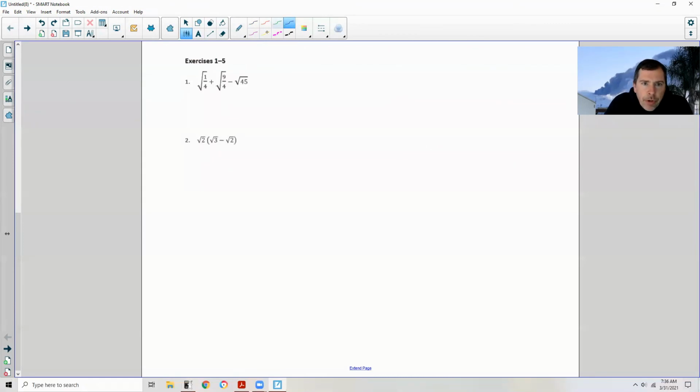Okay, so here's number 1. I'm going to rewrite these fractions. I'm going to break them up. You can rewrite a fraction like this. If you have a fraction under a radical, if the radicand is a fraction, I can split it up and say the square root of 1 divided by the square root of 4 plus the square root of 9 divided by the square root of 4 minus the square root of 45. That's the first thing I'm going to do.